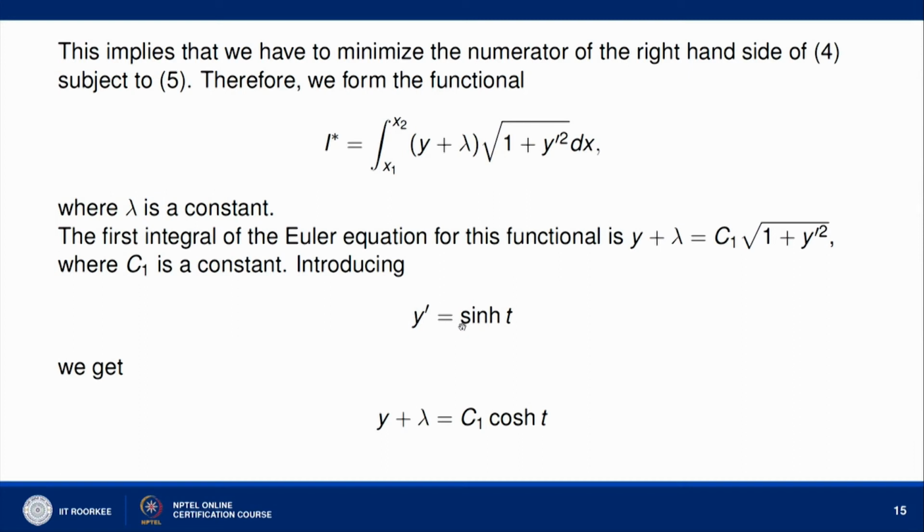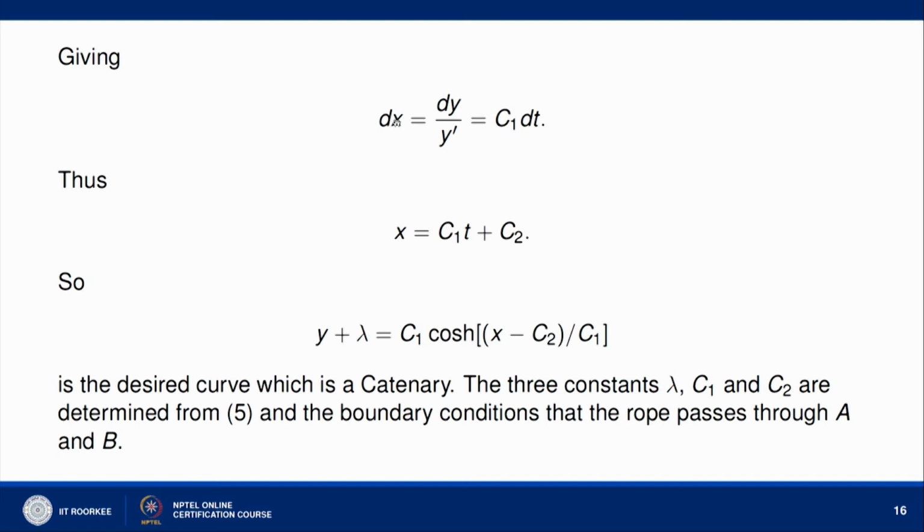So by saying that y dash equal to sine hyperbolic t, then y plus lambda can be written as c1 under root 1 plus sine hyperbolic square t, that is y plus lambda equal to c1 cos hyperbolic t. So now we can find the parametric representation of x, that is dx equal to dy upon y dash, that is c1 dt, and we can say that x is equal to c1 t plus c2. So taking t from this equation, t can be written as x minus c2 divided by c1. So y plus lambda can be written as c1 cos hyperbolic of x minus c2 upon c1.